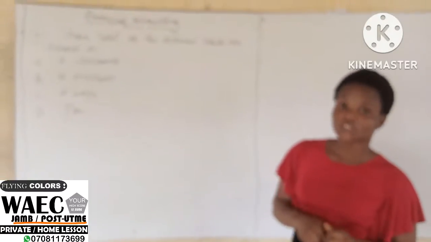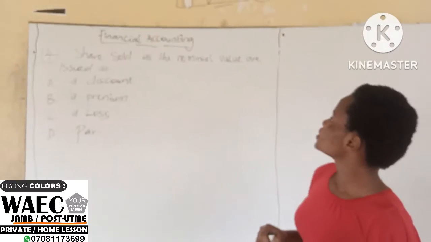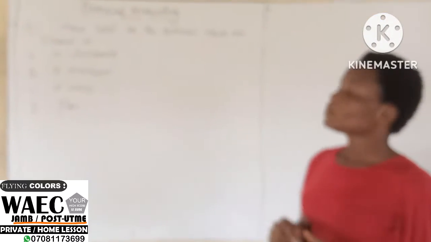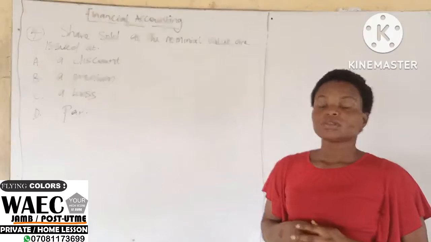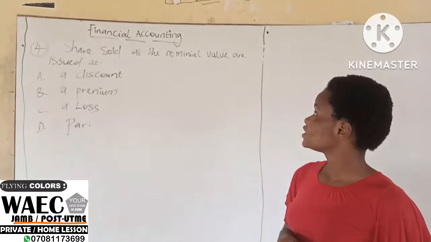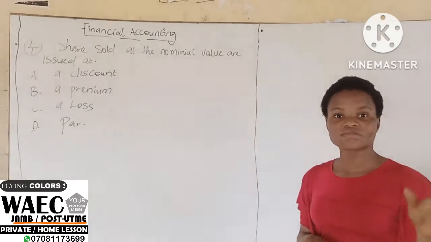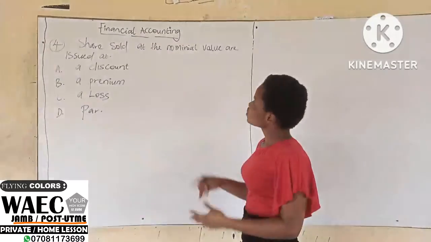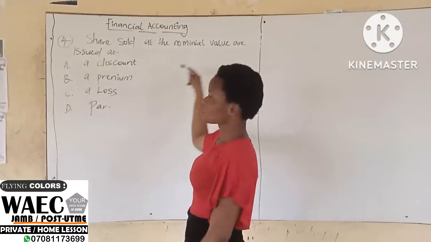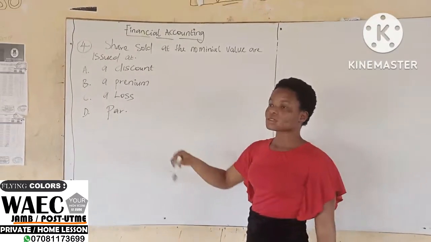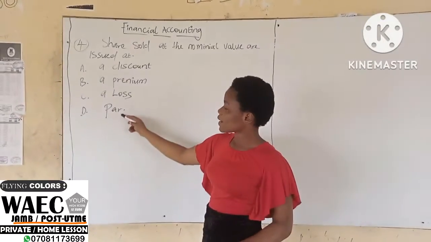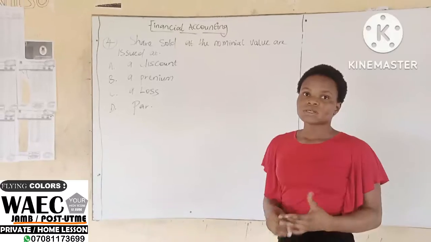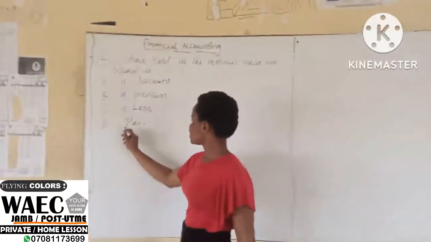Okay, we go over to question number 4. Shares sold at the nominal value are issued at dash. We can say that shares are issued at nominal value when they are issued at the face value. That's the main price by which a share is costed. So at a discount, that means it's not the nominal value, at a premium, at a loss. So the answer to this question is par. Why? Because another name for par is face value or the main amount. That's how you define your par. So our answer here is par.